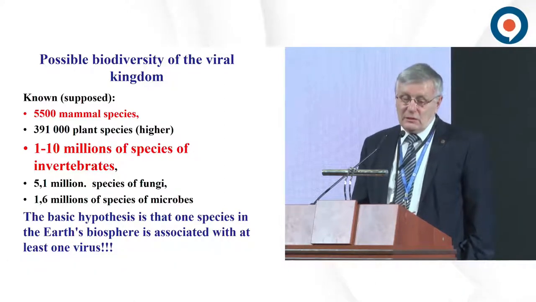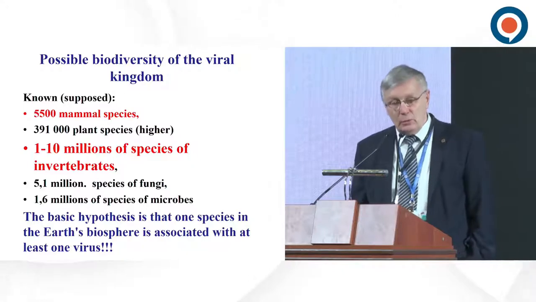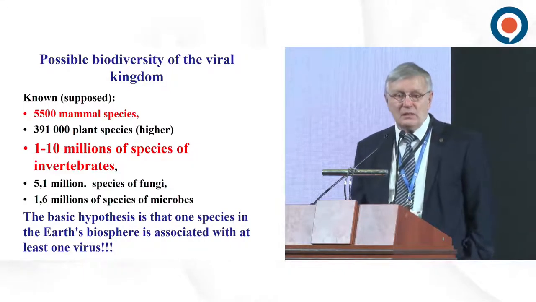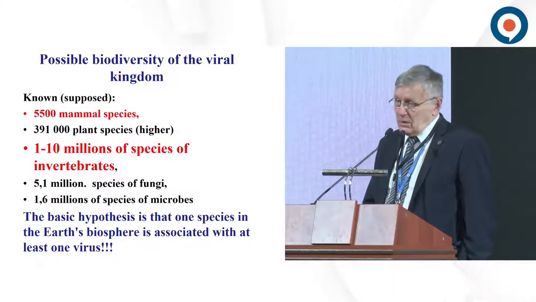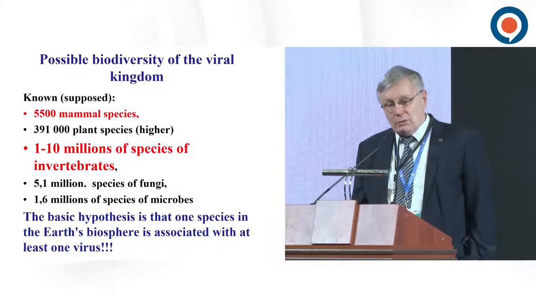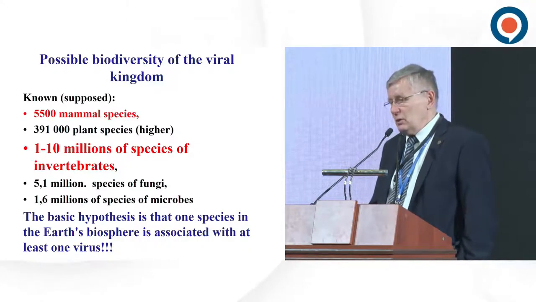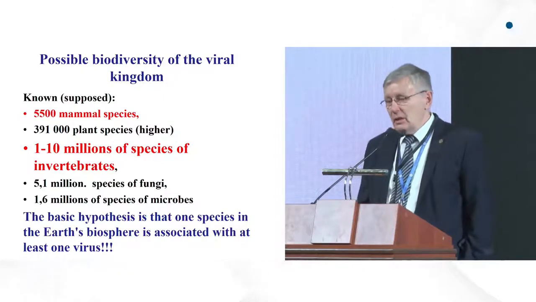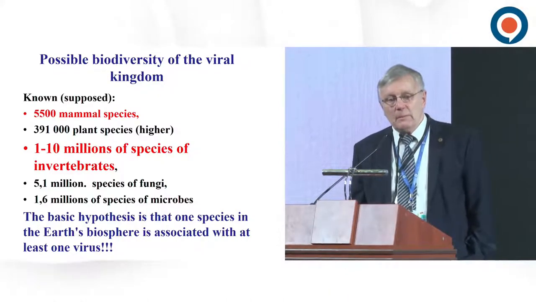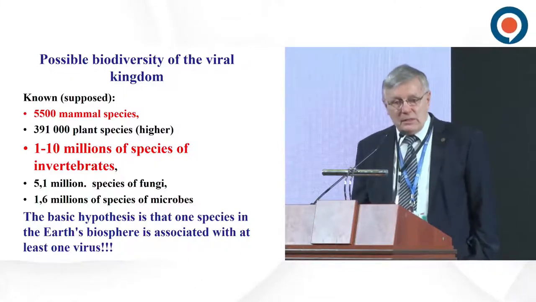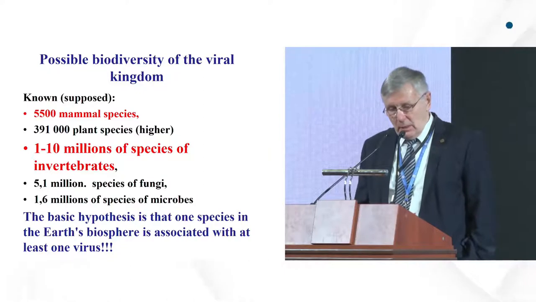According to the basic hypothesis, which is assumed to be pessimistic, if one species in the Earth biosphere is associated with at least one parasite virus, we may think that we are surrounded by 20 million viruses. The pessimists and optimists are represented here, because the optimists say, okay, it's one virus for one species. But let us count how many viral conditions of a human being, of home pets or of plants exist. You will understand that 1,000 pathogenic viruses are known for the human population. And we understand that the biodiversity of possible viruses is significantly more than we can even imagine.